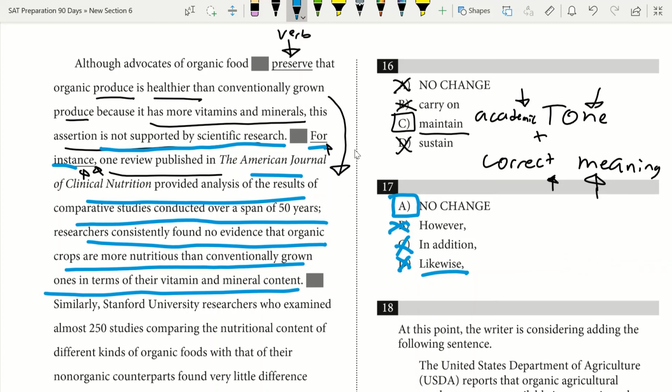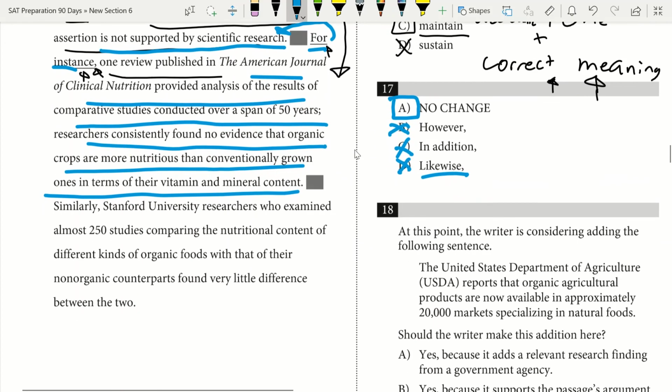We would say "for instance" because we're providing an example of what the scientific research that we just talked about is showing. All right, now we've got question 18. At the point that we ended on, by "mineral content," right here where this box is, the writer is considering adding the following sentence.